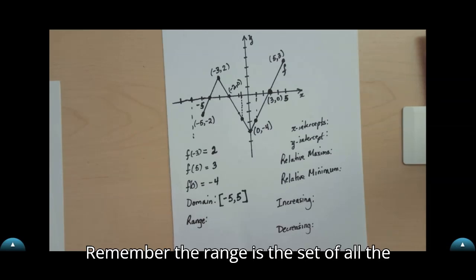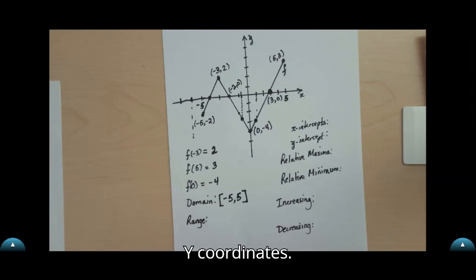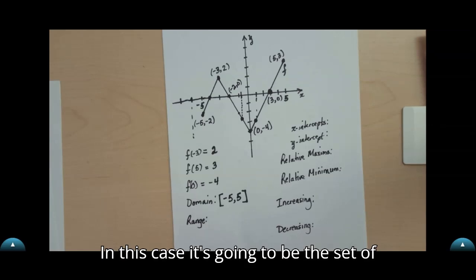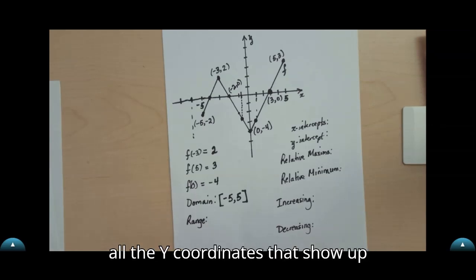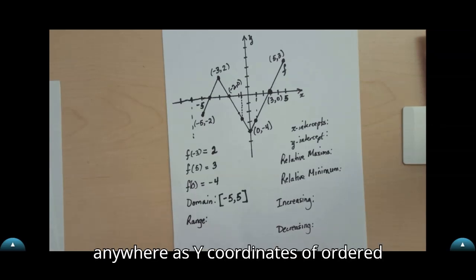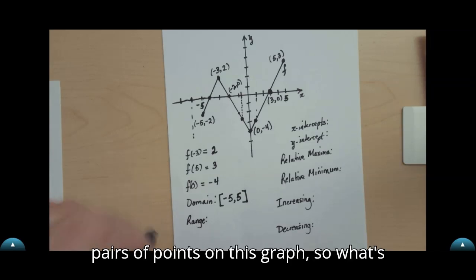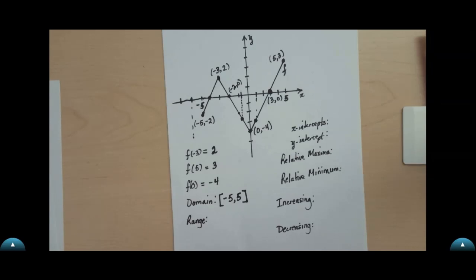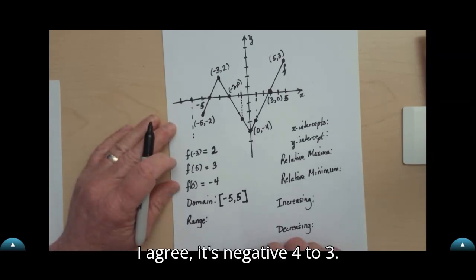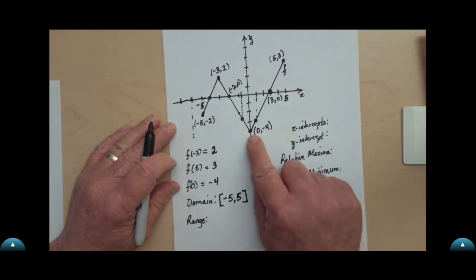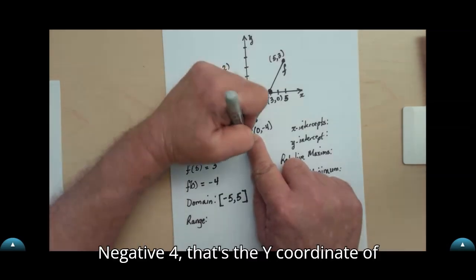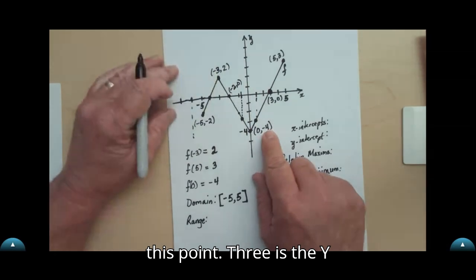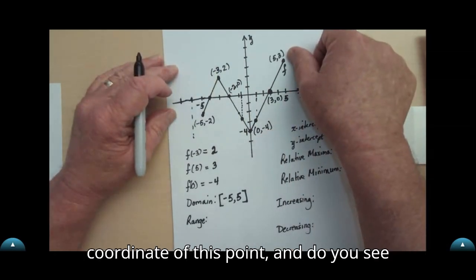Remember, the range is the set of all the y coordinates. In this case, it's going to be the set of all the y coordinates that show up anywhere as y coordinates of ordered pairs of points on this graph. So what's the range? I agree. It's -4 to 3. -4, that's the y coordinate of this point. 3 is the y coordinate of this point.